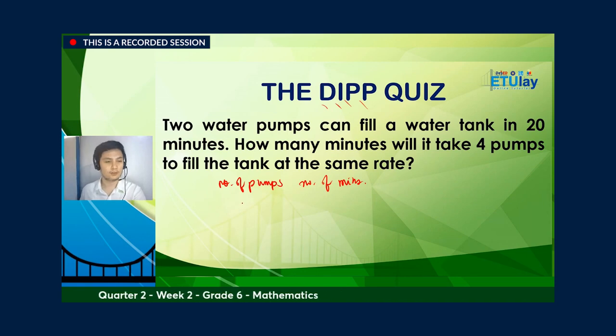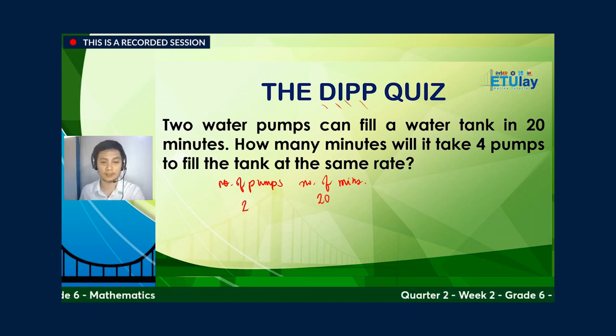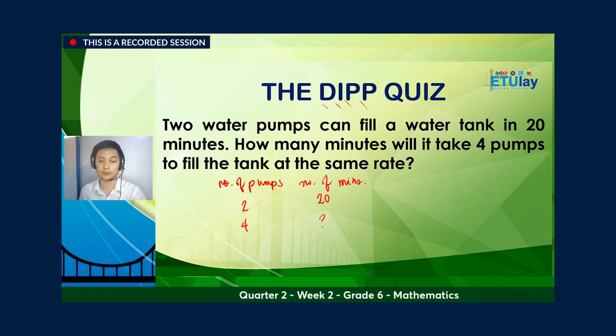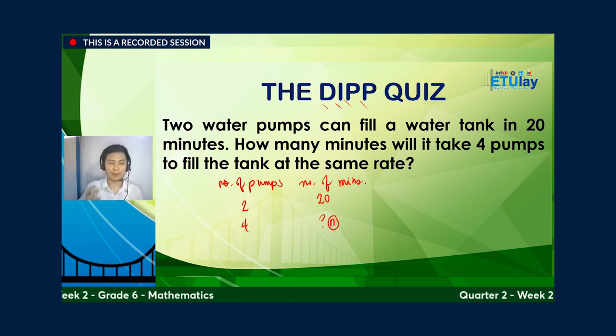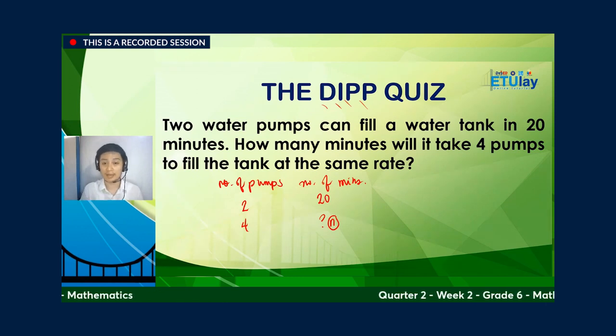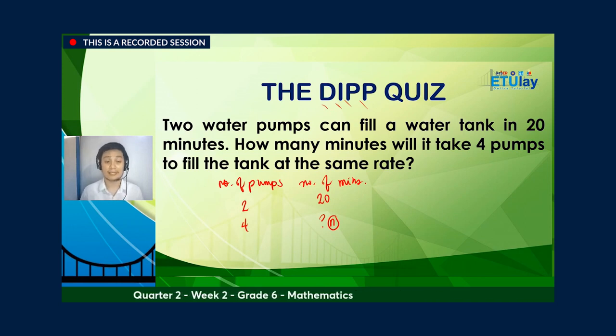So, kung 2 water pumps ang nakabukas, mapupuno nila yung tank in 20 minutes. Kung 4 naman, gaano kaya katagal nilang mapupuno yung same tank? So, this will be our n. Ayan. So, kung dumami yung bilang ng pumps, ibig lang sabihin, dapat umikli na lang yung oras na kakainin ng pagpupuno ng tank na yon. So, ibig sabihin, this is inverse proportion.